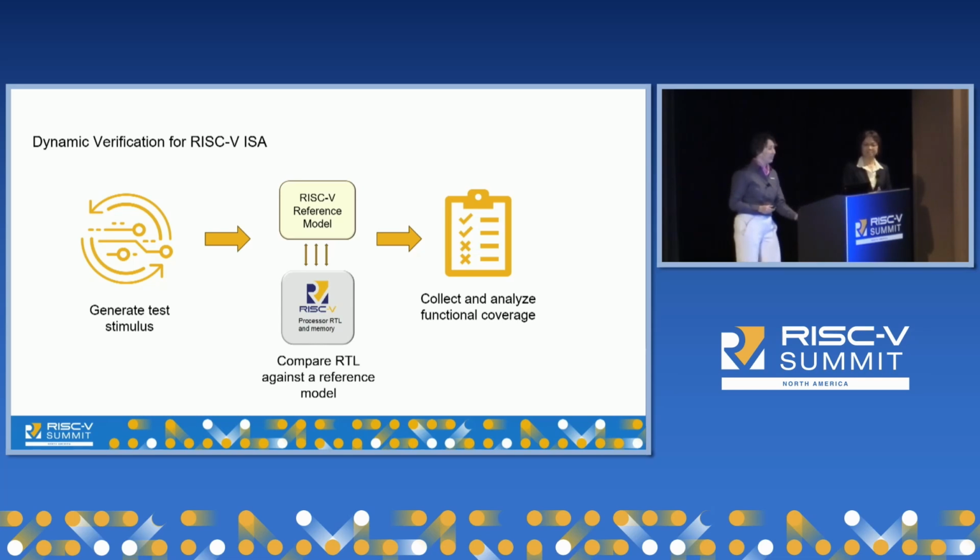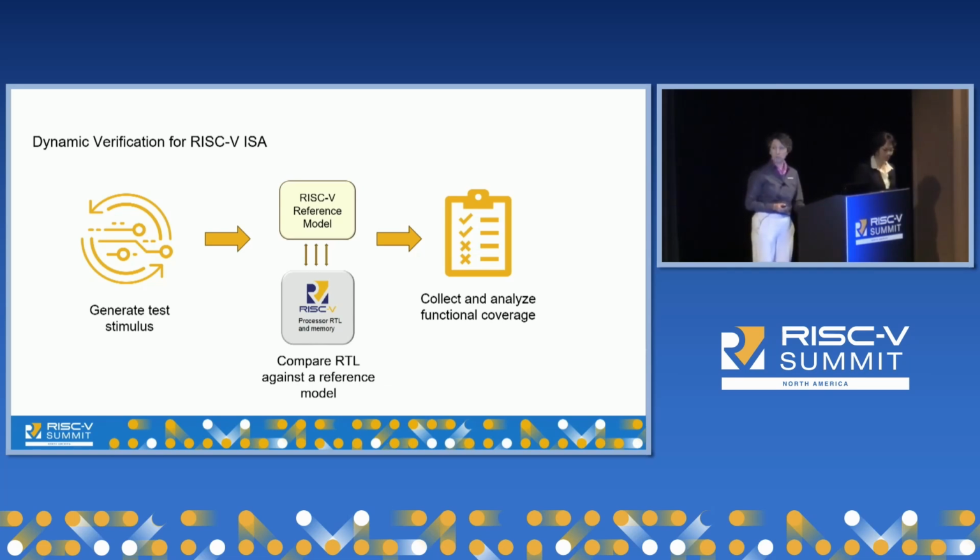A proven dynamic methodology for ISA verification involves generating stimulus and applying the same stimulus to both the processor RTL and a reference model of the processor. And while this stimulus is being processed, functional coverage can be continuously sampled. Achieving 100% functional coverage while continuously comparing with the reference model will give a high confidence that the design is correct and that the selected RISC-V extensions have been correctly implemented.